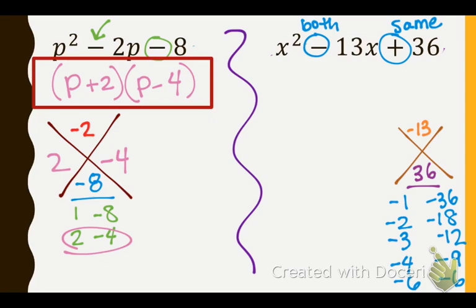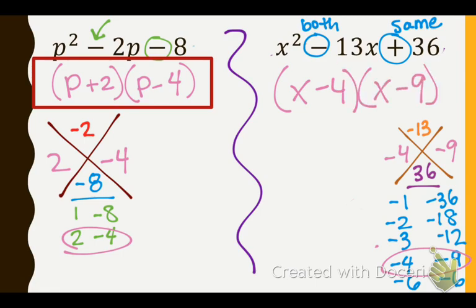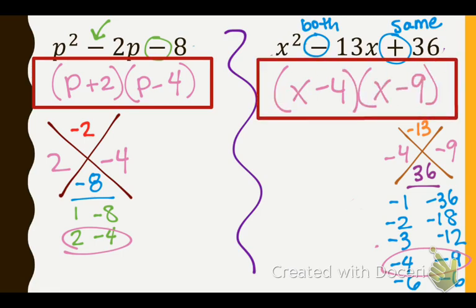So you'd scan through. Minus 1 minus 36 is negative 37, so that's not it. Minus 2 minus 18 is negative 20, that's not it. Minus 3 minus 12 is negative 15, that's not it. Minus 4 minus 9 is negative 13. So this is our factor right here. Minus 4 minus 9. So we write x minus 4 times x minus 9. If you were to FOIL both of these, you should get back to the same exact answer.